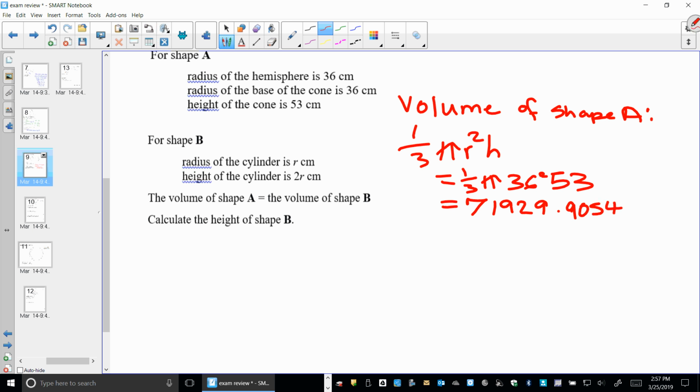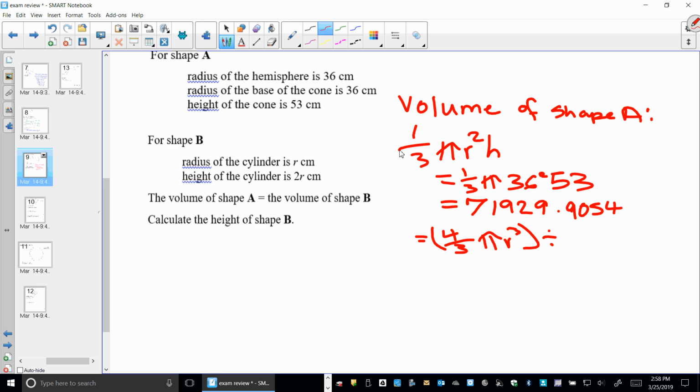Okay. And then, because shape A is a cone and a sphere, we're going to do this. We're going to do this, and do this. So, Gabrielle.